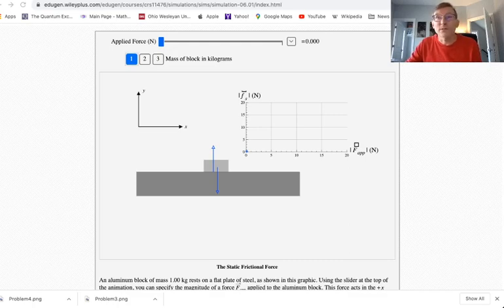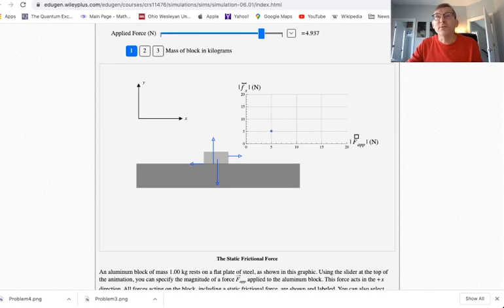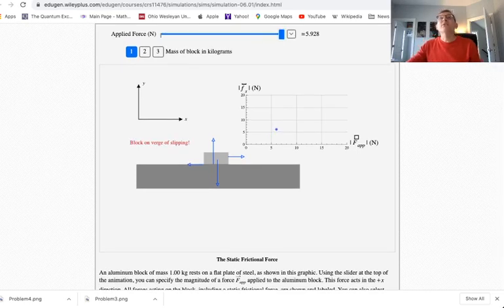There's an applied force in newtons, and it will be to the right. It's the arrow pointing to the right. But the block's not slipping, so that arrow that you see to the left must be F static. And if I keep applying a bigger force, of course, the applied force and the static frictional force get bigger. And it turns out the animation tells me when I've got the block on the verge of slipping. In this case, I need an applied force of 5.928 newtons. Okay. Then we are on the verge of slipping. That means that the F static that we see here is Fs max.